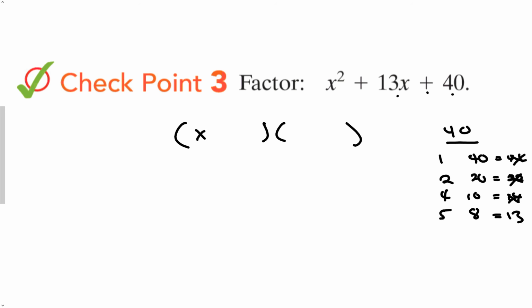And 5 times 8, which adds to 13. So we want x plus 5, x plus 8 as my two factors. And it doesn't matter which way you write them, right? The commutative property says I can multiply this either way that I want. It does not matter as long as the terms inside the parentheses are correct.